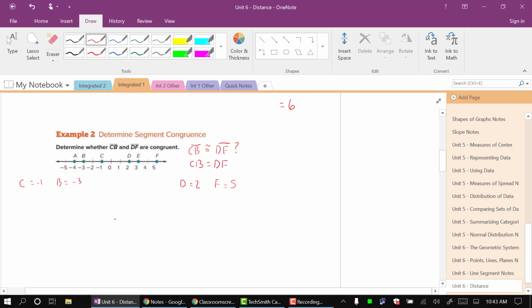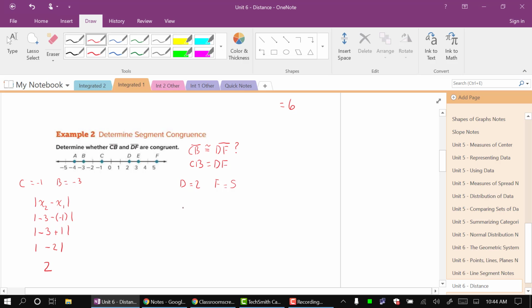So let's start off with CB. With CB, I'm going to do x2 minus x1. So that's going to give me -3 minus -1. This double negative turns into a positive, so this gives you -3 plus 1, which is -2. Remember what absolute value means. Absolute value means how far away from 0 this number is, and it's 2 spaces away. So this distance would be 2.